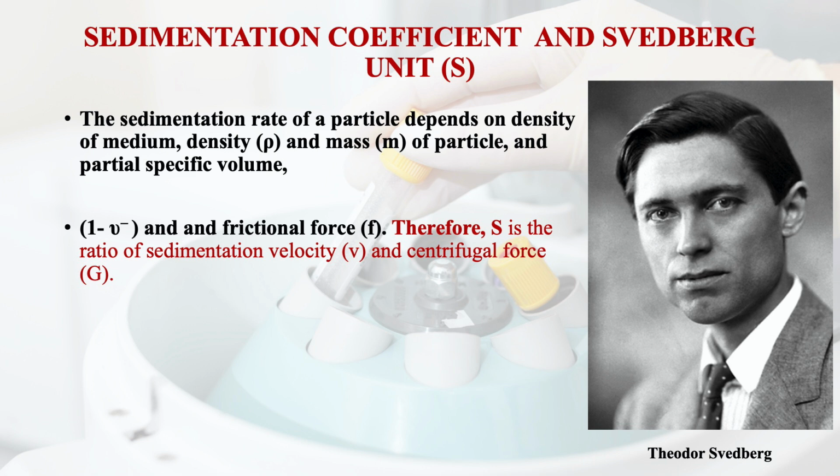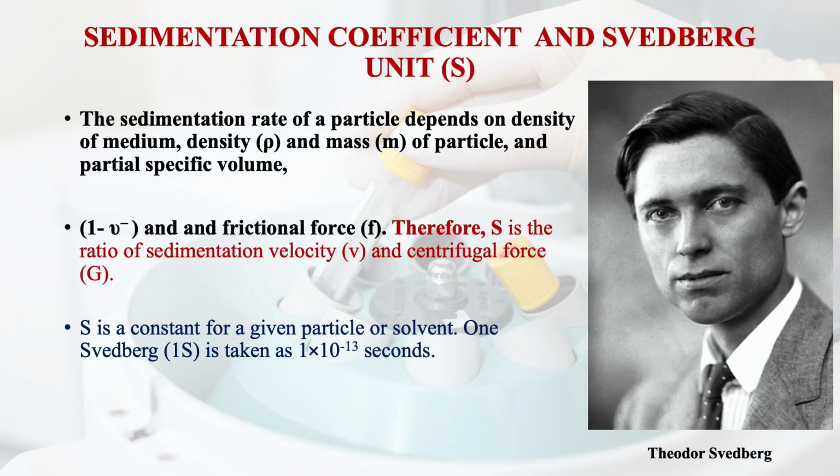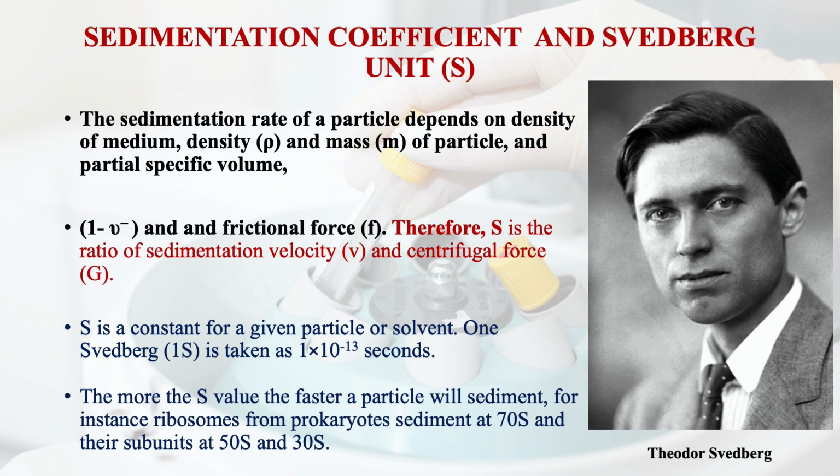Therefore, as the sedimentation coefficient is the ratio of sedimentation velocity and centrifugal force, it means that S is equal to omega square R upon V, equal to M(1 - V bar rho) upon F. So S is a constant for a given particle and solvent, and 1 Svedberg unit, 1S, is equal to 1 multiplied by 10 to the power minus 13 seconds. So the higher the S value, the faster the particle will sediment.